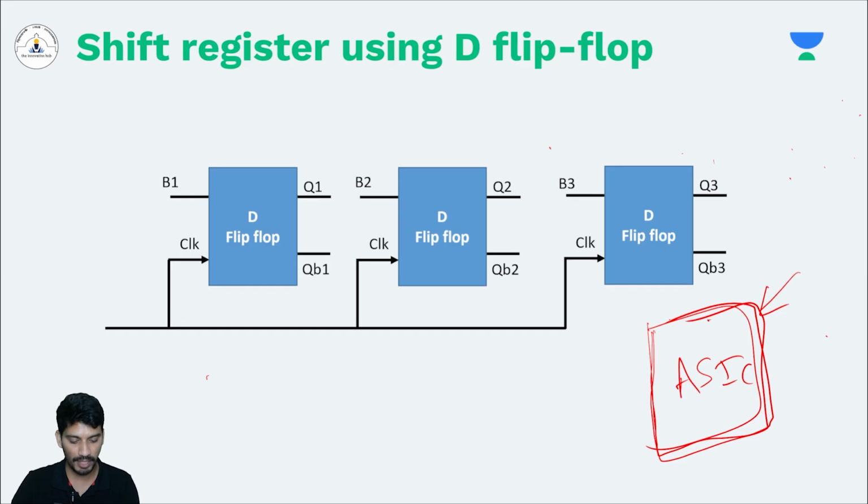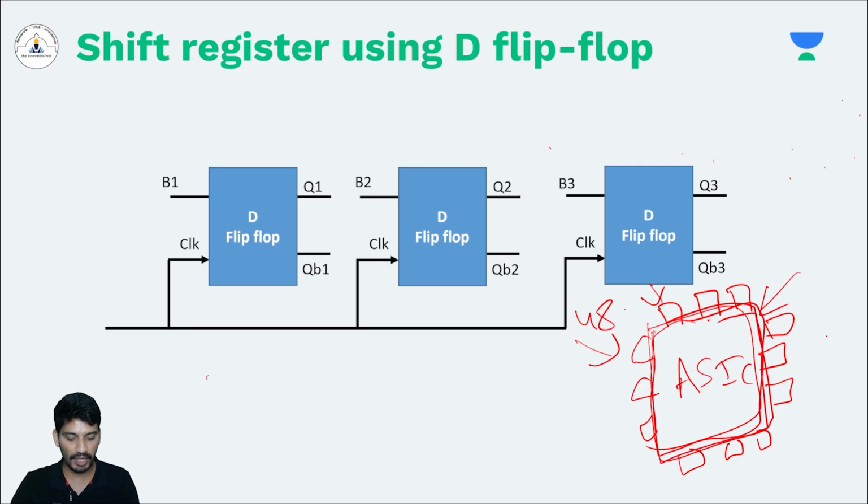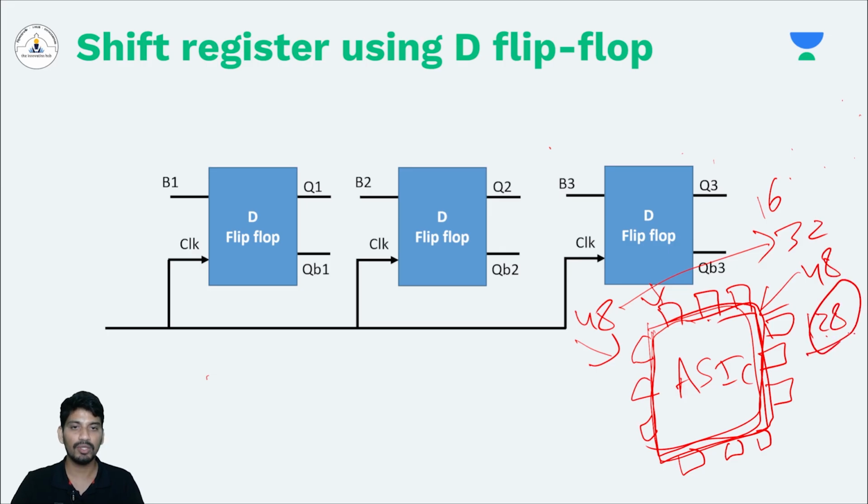Once your area is limited, you are limited with number of pins also. You cannot have more number of pins because the size of pin of an ASIC is already fixed by the foundry. Once the size of the pin is fixed and the area is fixed, the number of pins are also fixed. Like it will be in multiples of two only: 16 pins, 32 pins, 48 pins, 128 pins, like this only. So you have to choose the pin configuration from these things.